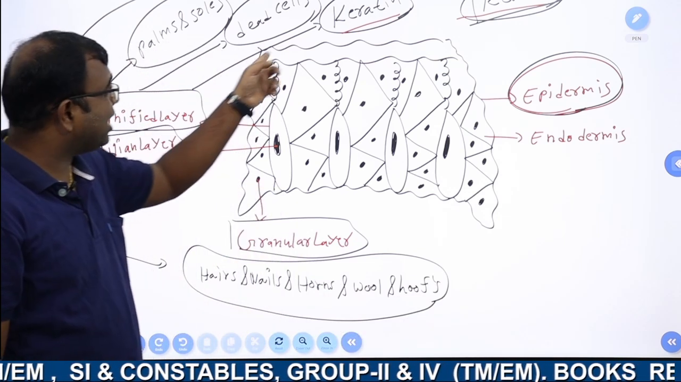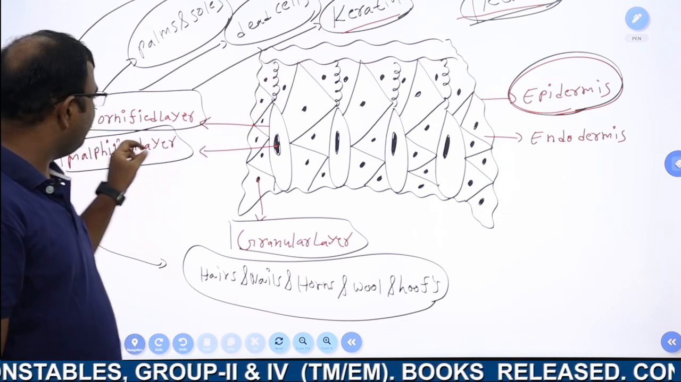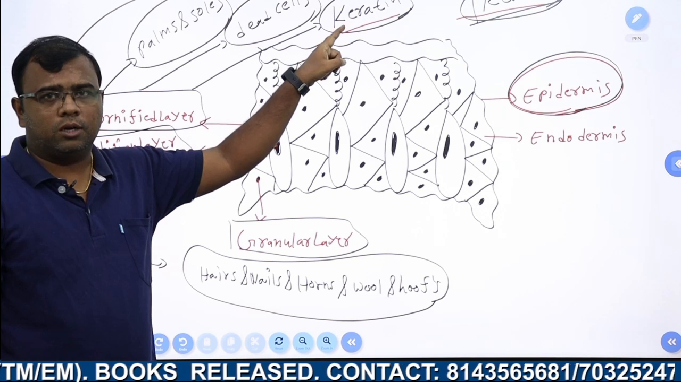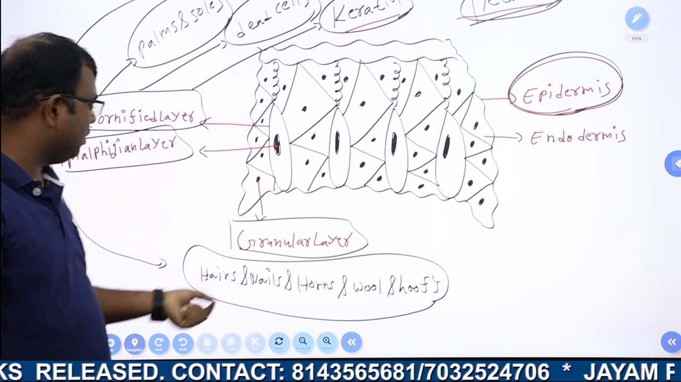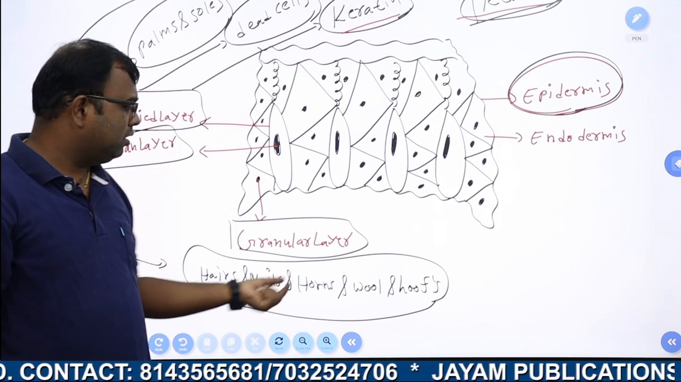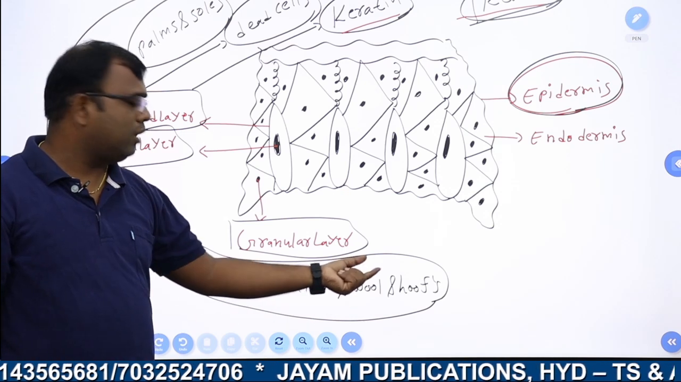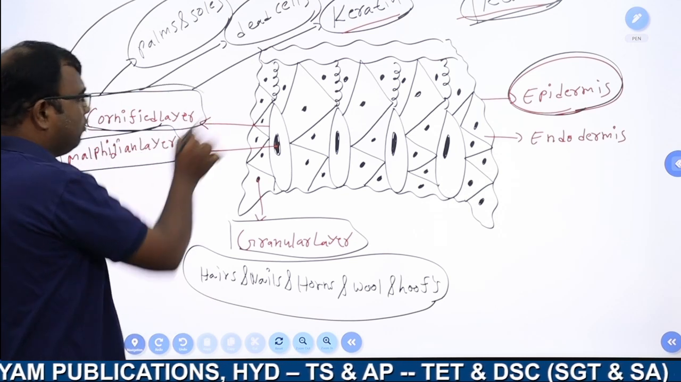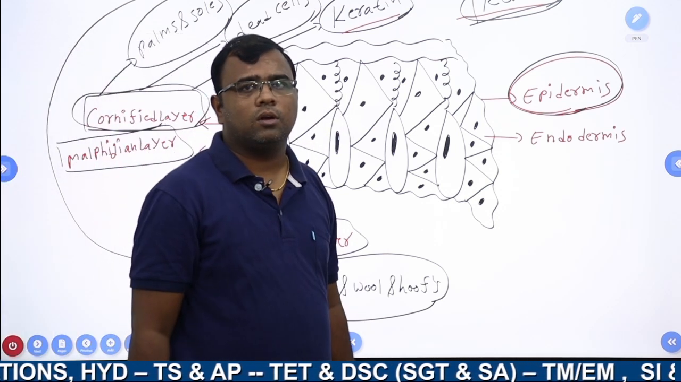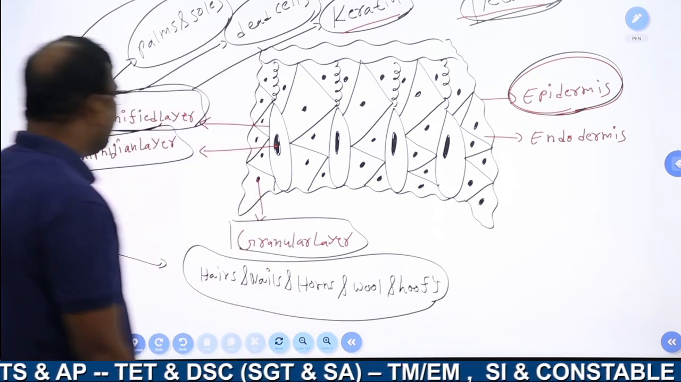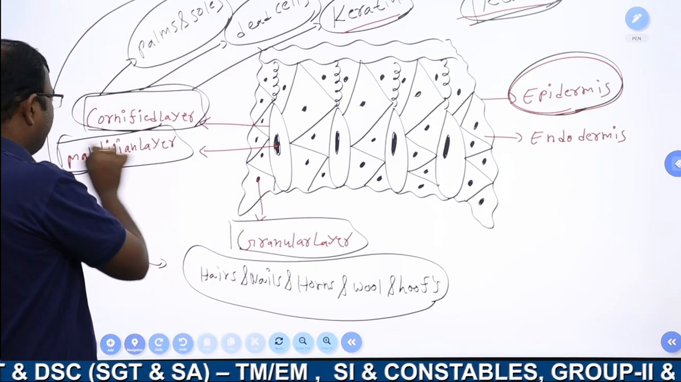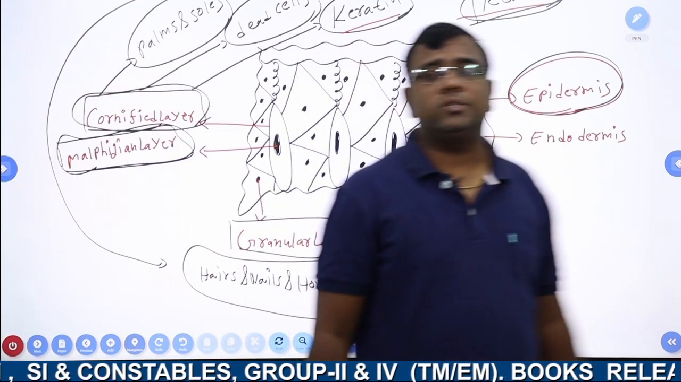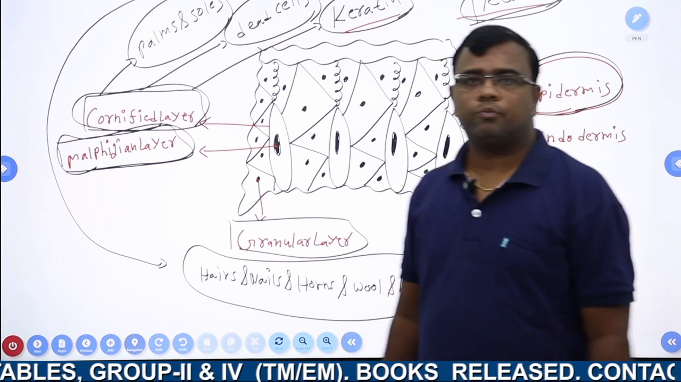The keratin protein is present in the cornified layer. It is also found in hairs, nails, horns, wool and hooves. This is the first layer of the epidermis. The second layer of the epidermis is the Malpighian layer.